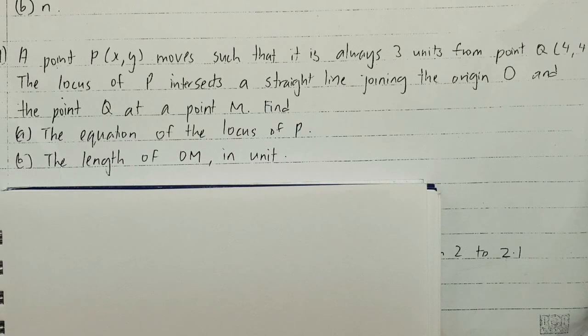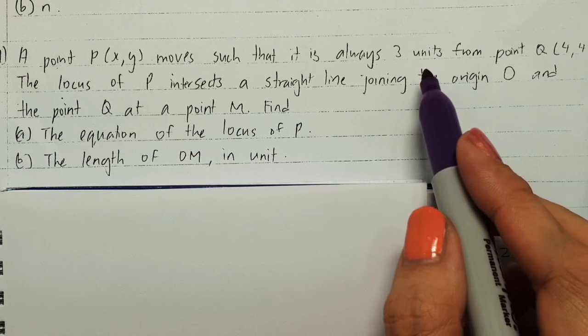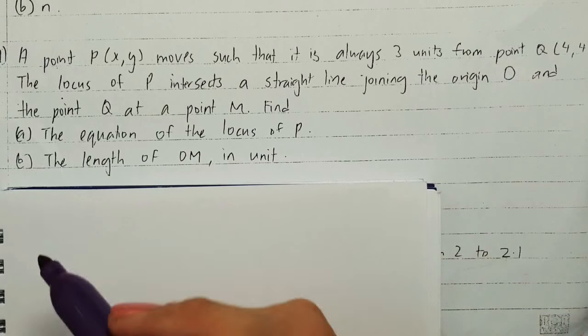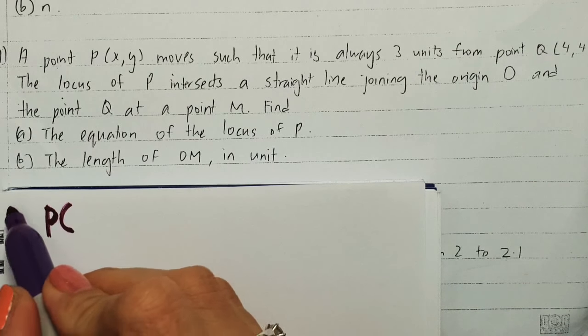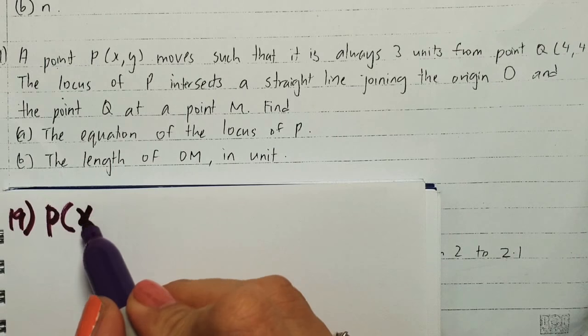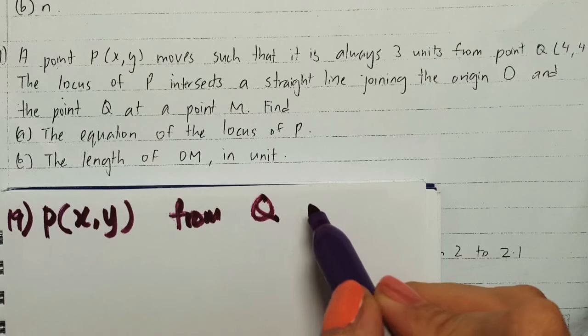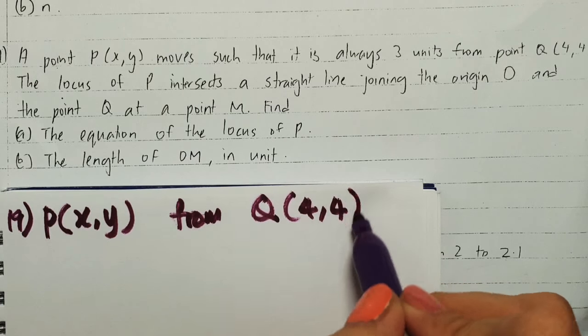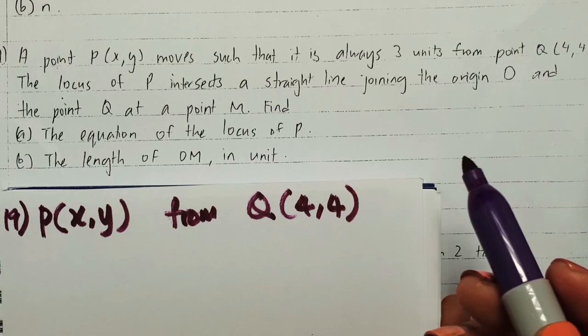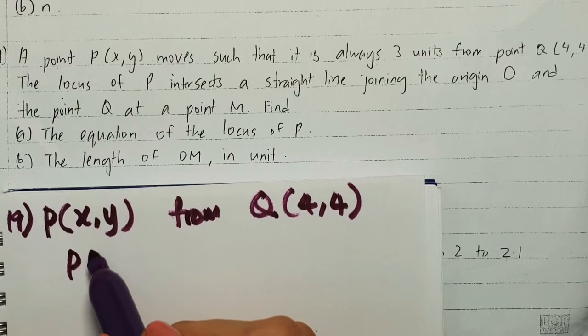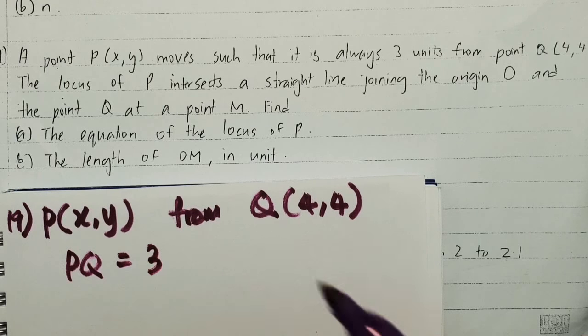Okay, question number 19. A point P(x, y) moves such that it is always 3 units from point Q. Now, we have P generally, this is question 19, (x, y) from one point, that is Q(4, 4), and the distance is always 3 units. So let's put it down. That means PQ equals to 3, isn't it?